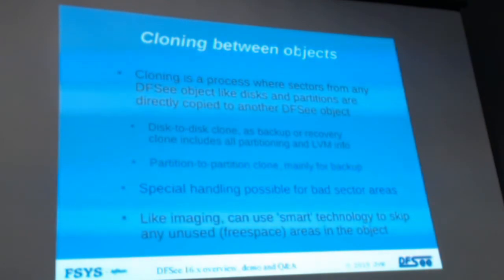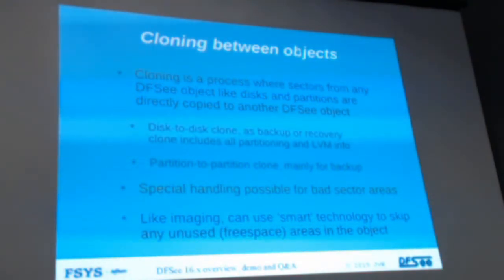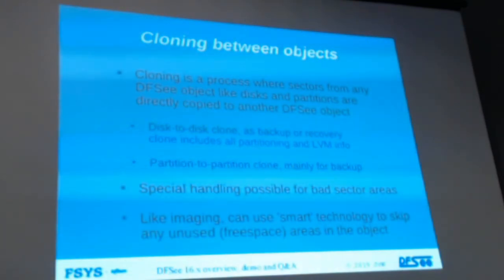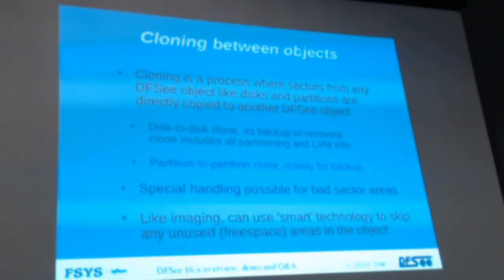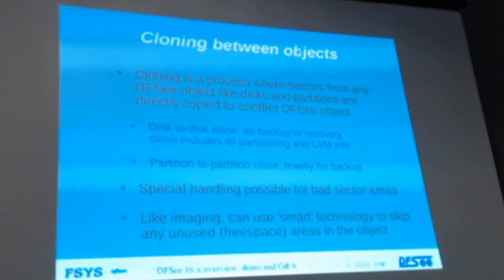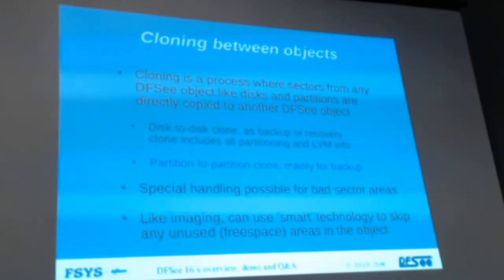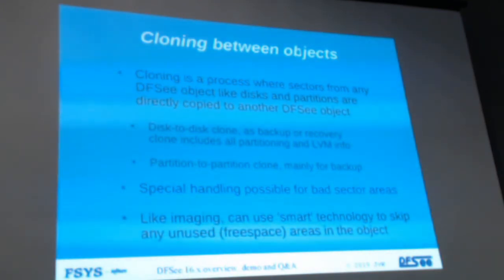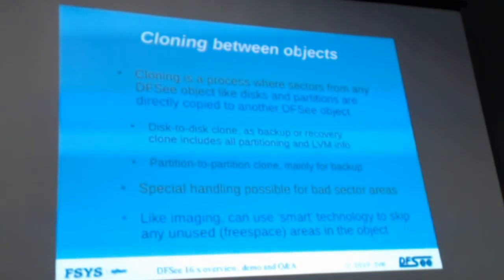And there's also smart technology. That's both in cloning and in imaging. The smart technology means that DFSee will actually skip over sectors and clusters that it knows are empty, by using tables and allocation information from the file system. And that works 99.9% of the time.